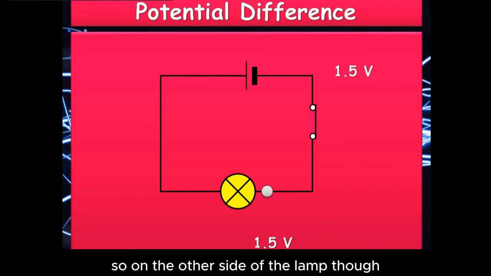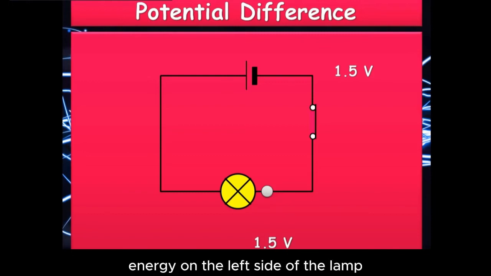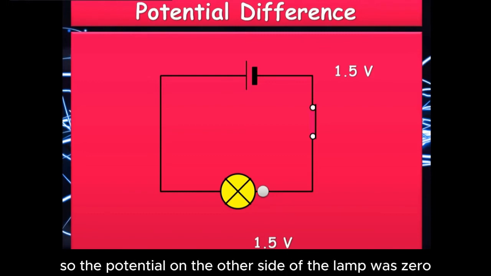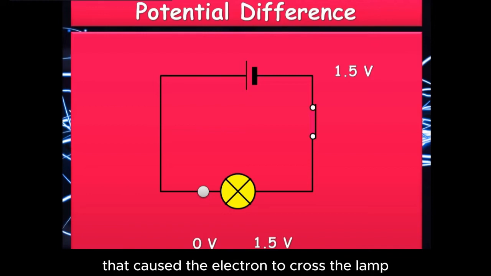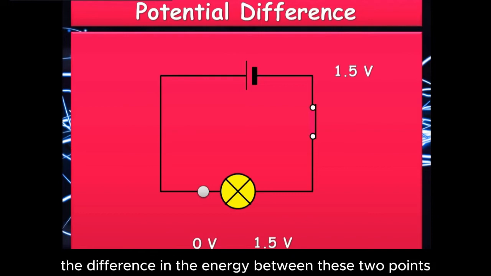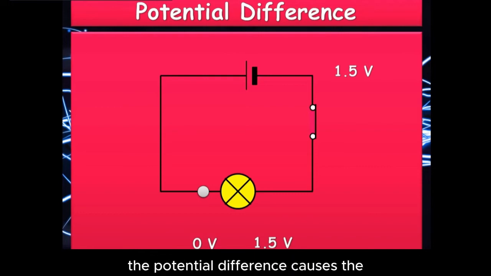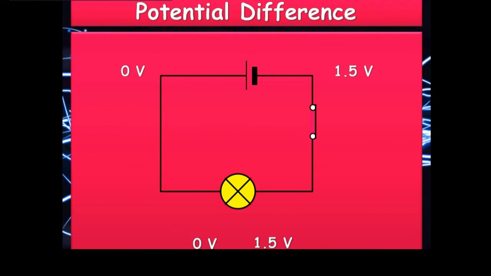So on the other side of the lamp though, since there's no electron on the left side of the lamp, that means there's no energy on the left side of the lamp, and that means there's no potential. So the potential on the other side of the lamp was 0. That caused the electron to cross the lamp, to pass through the lamp, because of that potential difference between the 2 points. And hence, when this electron moves through this lamp, it delivers its energy to the lamp, and hence the lamp lights up. So the difference in the energy between these 2 points, the potential difference, causes the energy of the electron to be dissipated across the lamp.